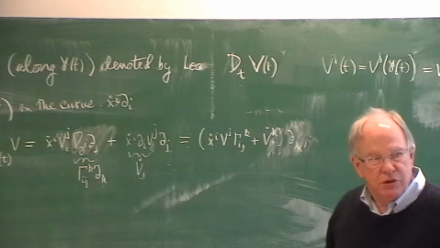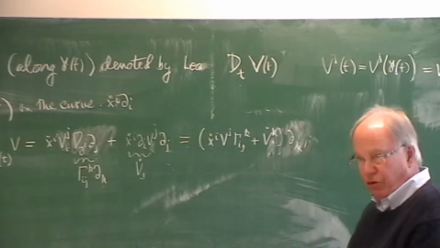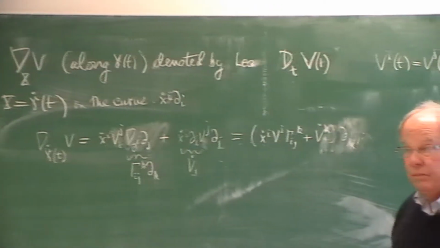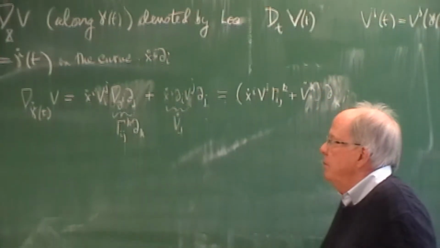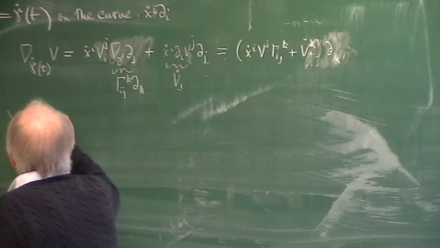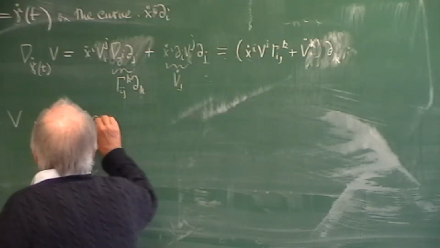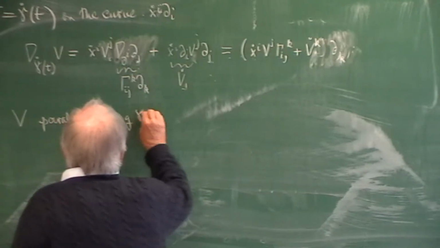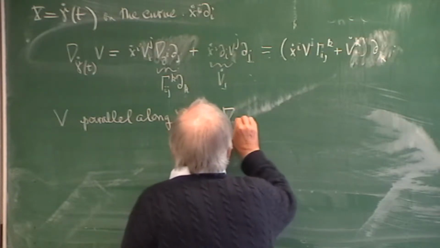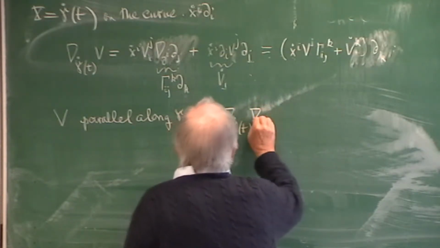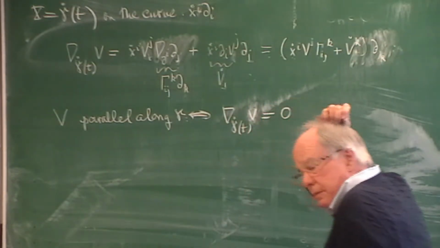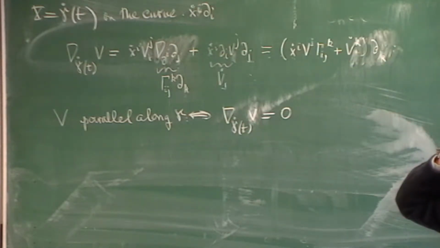So finally, after many minutes of work, we have the precise formula, everybody's happy, for differentiating a vector field along a curve. And we say V is parallel along gamma. Means that this guy kills it. So no indices. So I can't make a mistake.